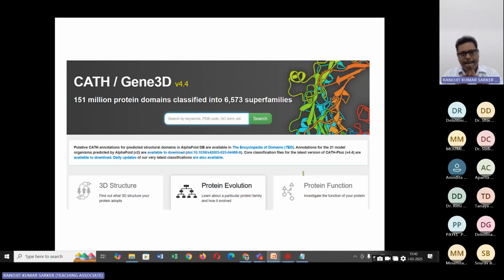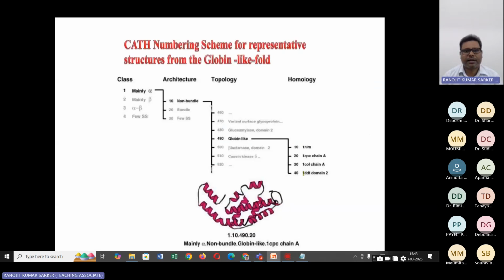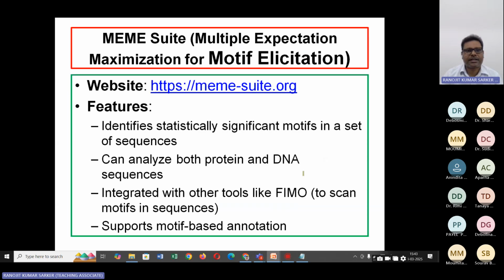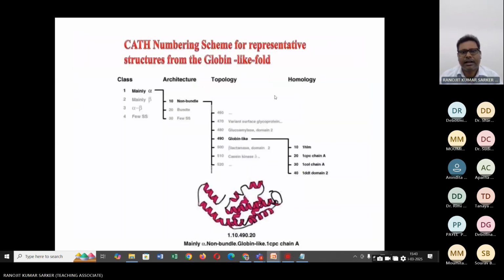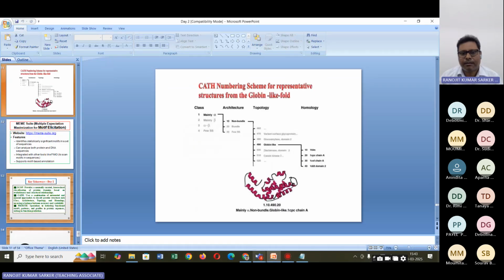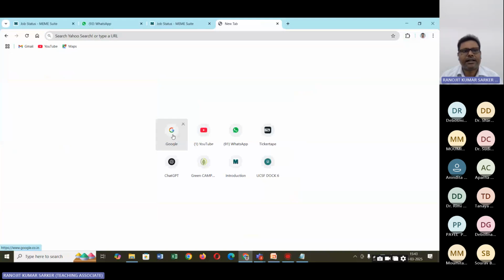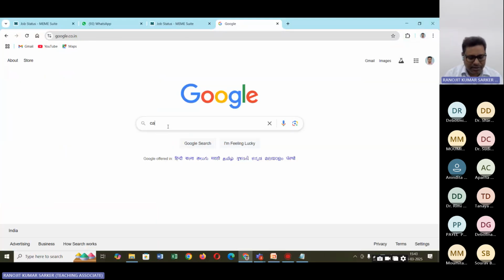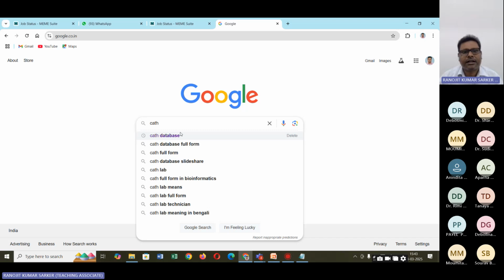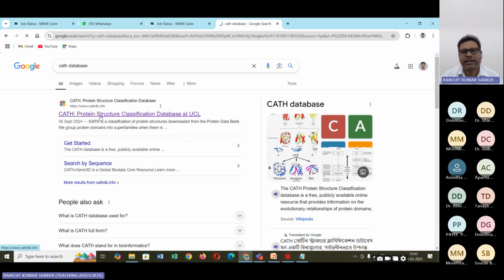Now this is the homepage of the CATH databases. I will show you the CATH databases. So these are the classes, these are the classifications. Let's see directly how we can access the database. If we need to access the database, we can search for CATH databases. Okay, so this is the homepage of the CATH databases.